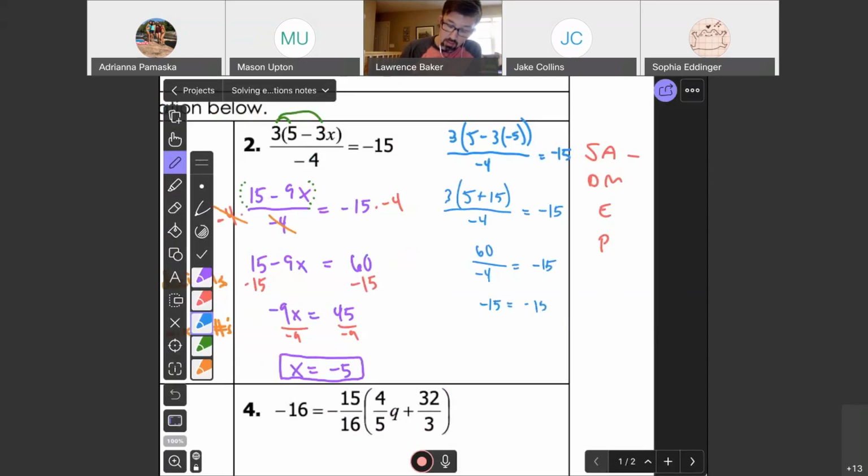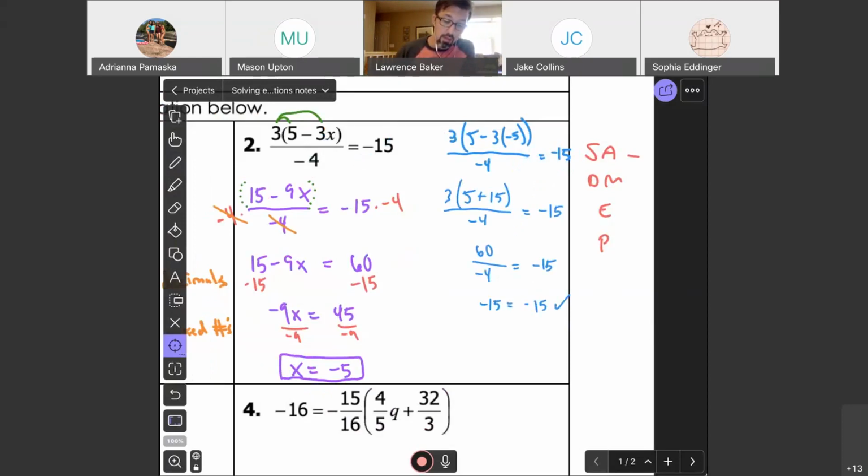So we can see that our answer checks. Why is this the solution? Right, what's that mean for this to be the solution? It means that when we plug it in, the two sides of the equal sign do, in fact, equal each other. Right, that's what we're looking for, the value of x that makes this statement true. So we can see that it does, in fact, make it true.